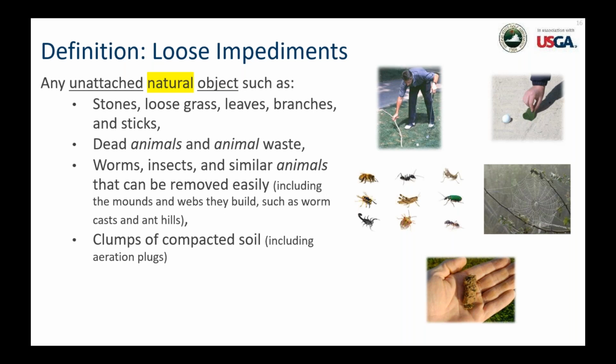So think about any stones, loose grass, leaves, branches, sticks, unfortunately dead animals and their waste, worms, insects, similar animals that can be removed easily, and clumps of compacted soil. So going through the pictures, we've got a twig, we've got a leaf in the bunker, we've got various insects there. Believe it or not, a spider web, even though it may be attached, it's still going to be considered a loose impediment. And then that clump of compacted soil, most likely aeration plugs.